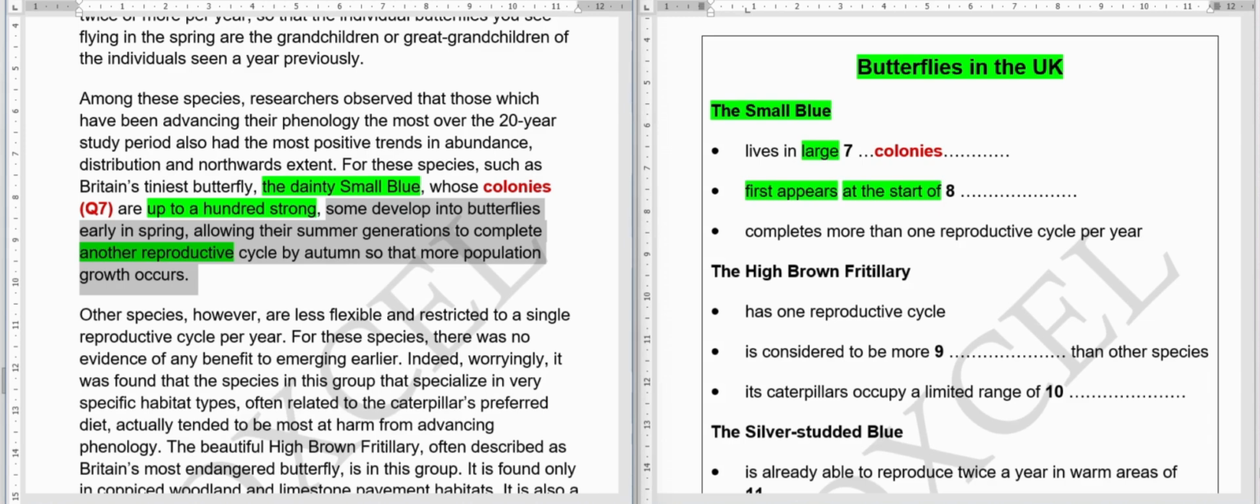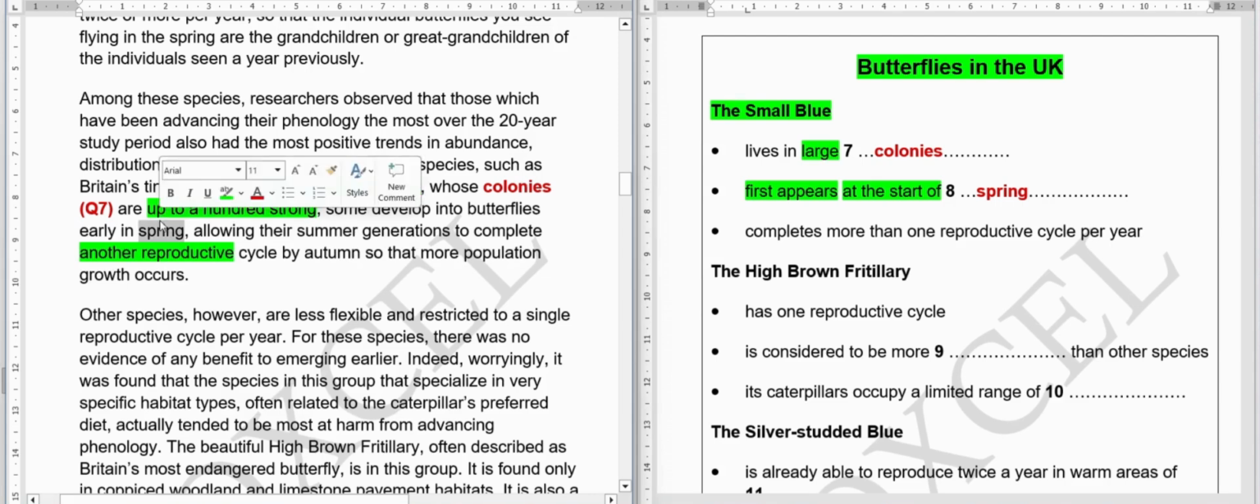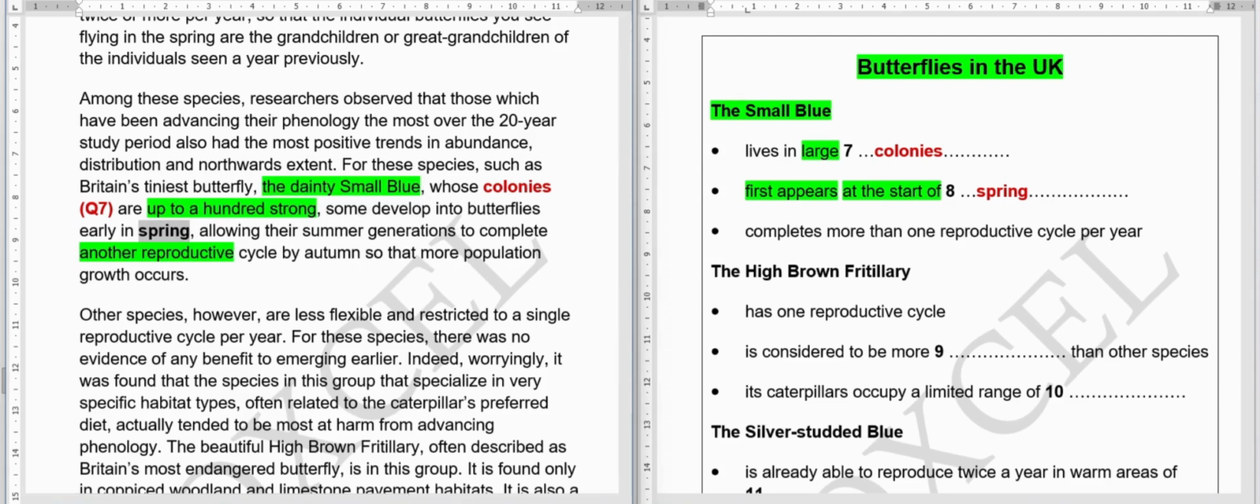Okay, time's up. I'm going to write the answer here first. Let's see if you arrived at the correct answer. And the answer is spring. Let me mark it here. Question 8. So why is it spring?